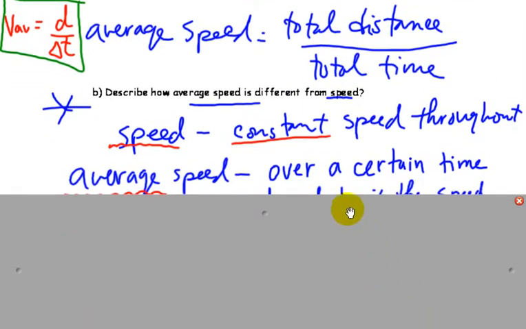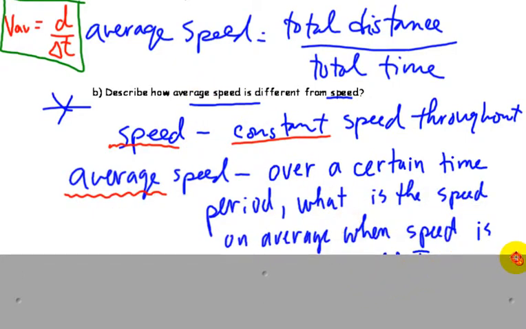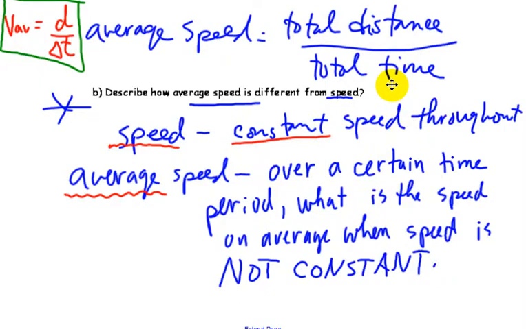So as I kind of mentioned already, how is average speed different than just plain old speed? For speed, you must have a constant movement throughout, whereas for average speed, over a certain time period, what is the speed on average when speed is not constant? So if you're speeding up, slowing down, that is when the average speed comes into play.